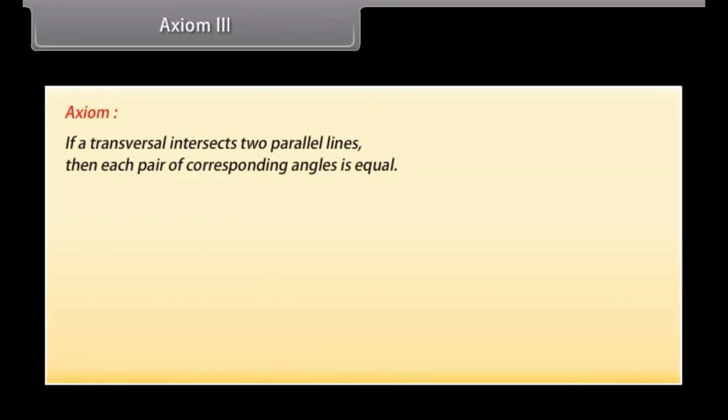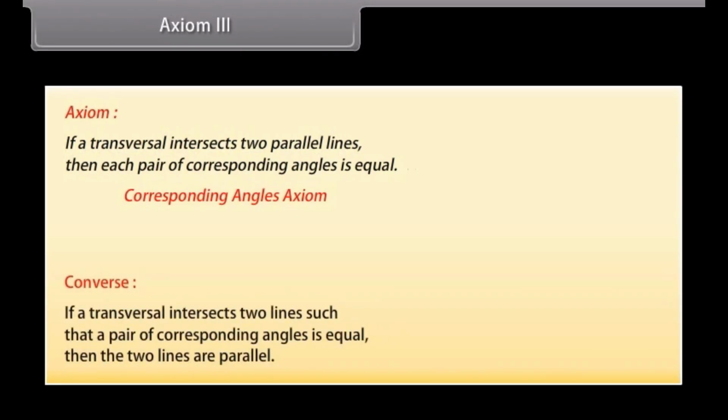If a transversal intersects two parallel lines, then each pair of corresponding angles is equal. This axiom is also referred to as the corresponding angles axiom. Now let us discuss the converse of the axiom. If a transversal intersects two lines such that a pair of corresponding angles is equal, then the two lines are parallel. Does this statement hold true? Let us verify it.